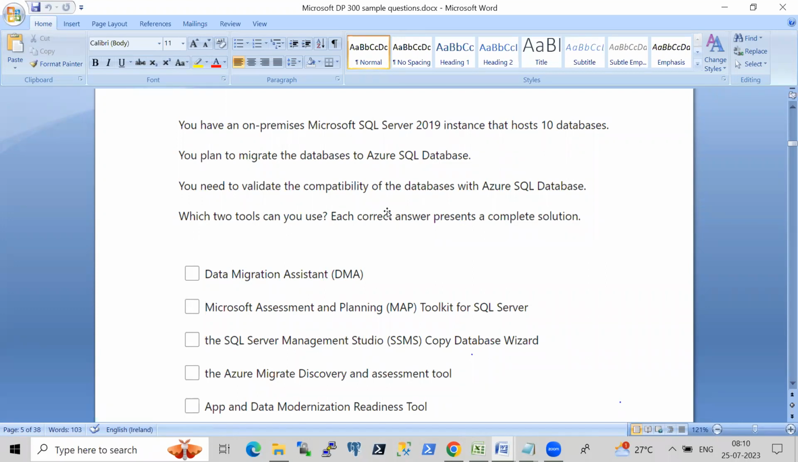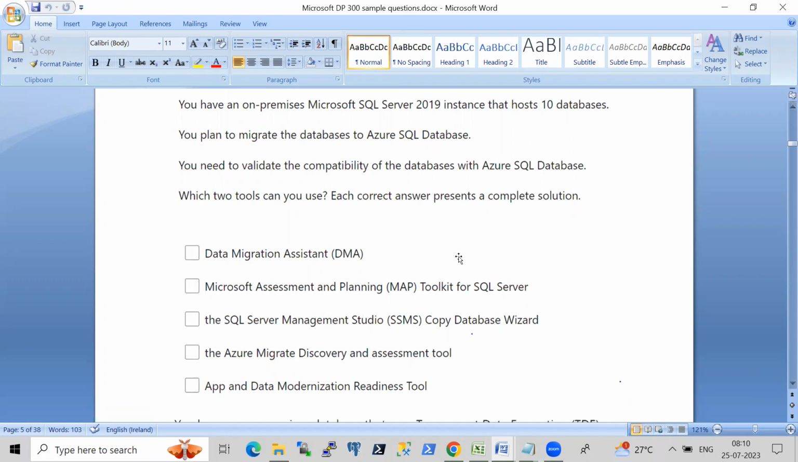Okay. So my question is about migrating a database from on-premises to Azure SQL. We have to migrate 10 databases and you have to check the compatibility. What are the tools that we can make use of to check the compatibility? We have 5 options here. We have to choose 2 options. Definitely, I guess most of you are aware of Data Migration Assistant. It has to be there because it checks the compatibility. So my option is DMA, the first option, and in the rest of the 4 options, I have to choose one more option because he said 2 tools.